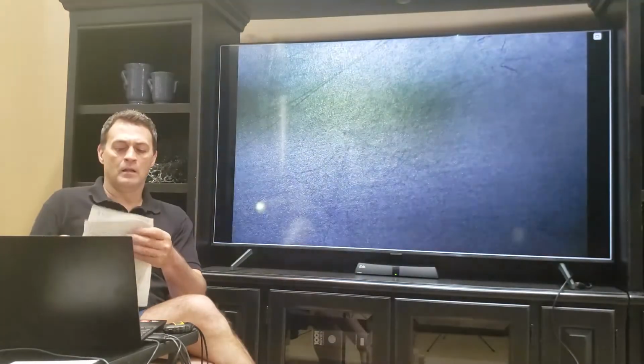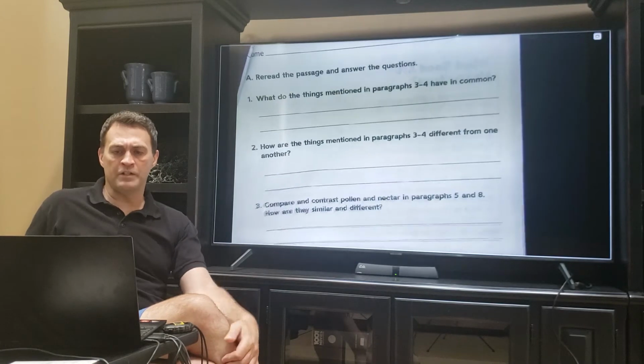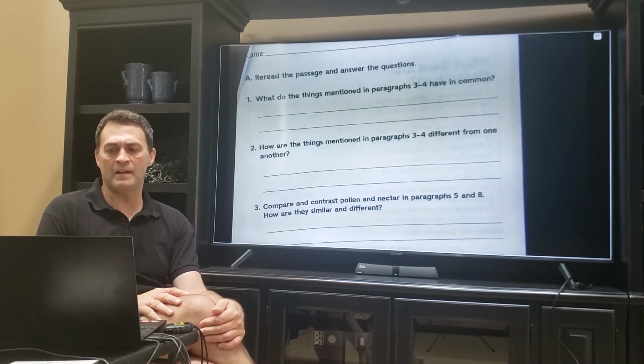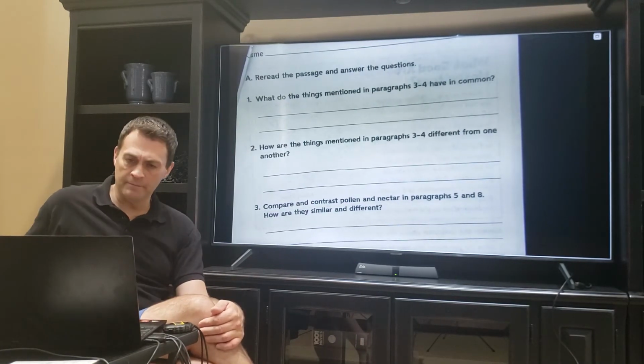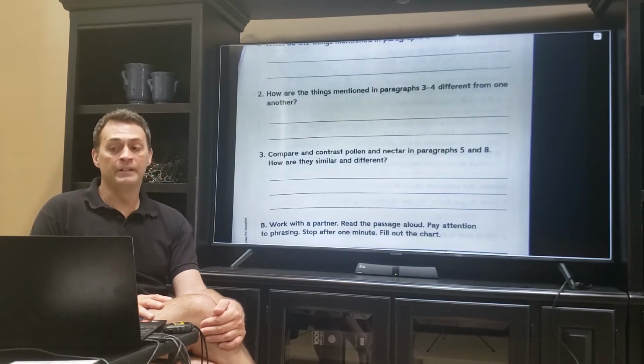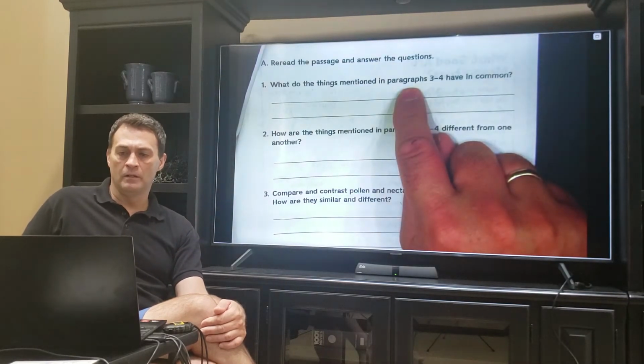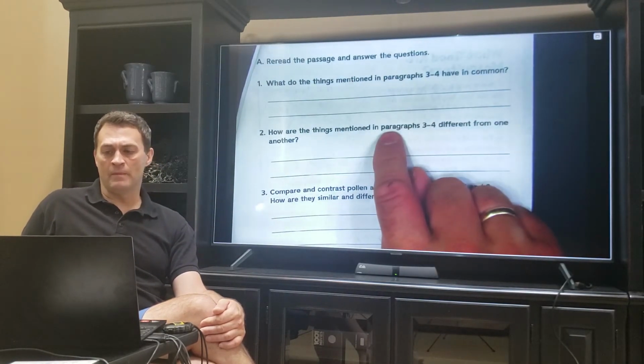Okay, so let's review the questions so we know what to look for. The first question is, what do the things mentioned in paragraphs 3 and 4 have in common? Number 2, how are the things mentioned in paragraphs 3 and 4 different from one another? So one is what makes them similar, and number 2 is what makes them different.